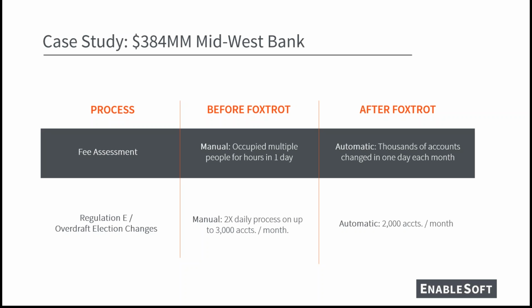But most importantly, Regulation E and overdraft changes. This particular bank opens about 2,000 accounts per month, up to 3,000 accounts per month. They used to have a twice daily process whereby somebody would log into their core system and sit at a computer and twice a day for a couple of hours navigate and search each of their newly opened accounts and manually enter the overdraft elections, either yes or no, on each of those newly opened accounts. They would pull the information from their online banking system or from their teller system and assess those fees manually.